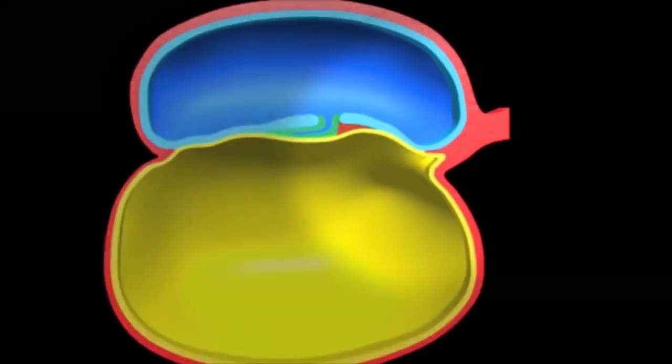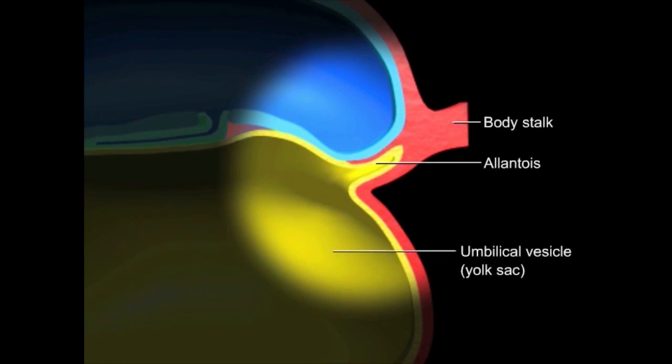The allantois is a small diverticulum extending from the caudal part of the umbilical vesicle into the body stalk. In the embryo, the proximal part of the allantoic diverticulum is known as the urachus, which extends from the urinary bladder to the umbilicus. It becomes the median umbilical ligament in the adult.